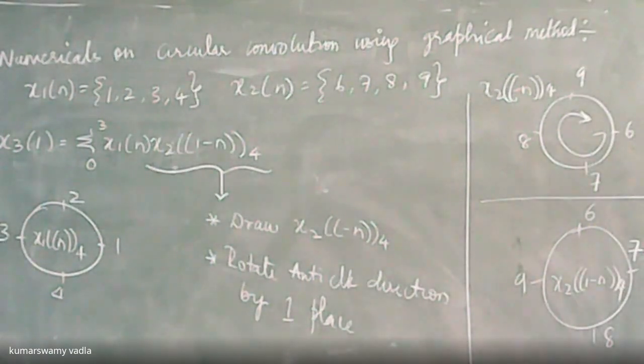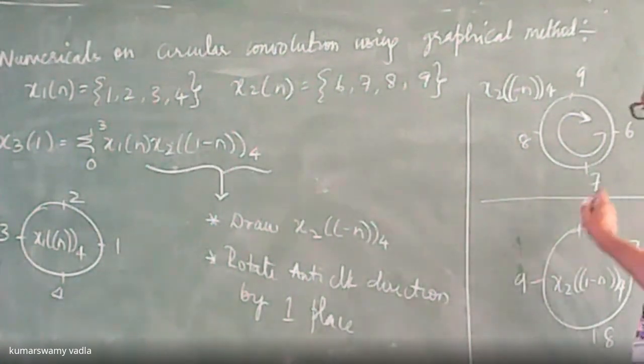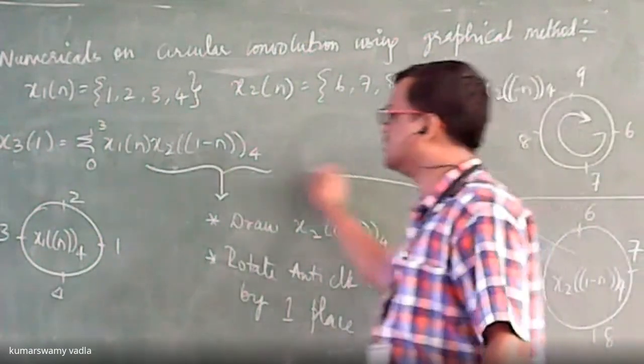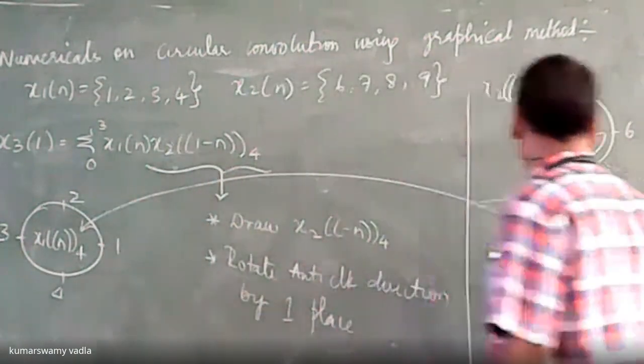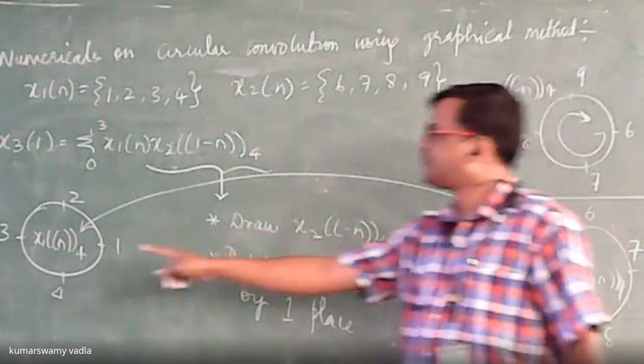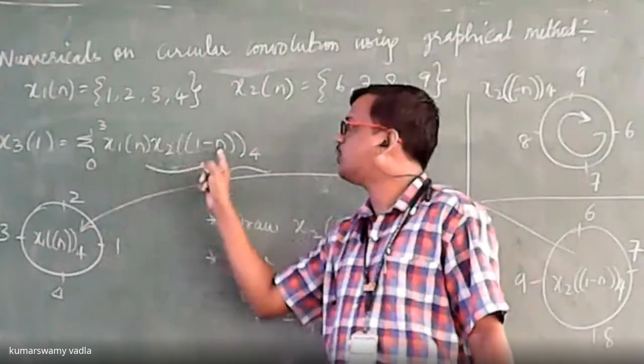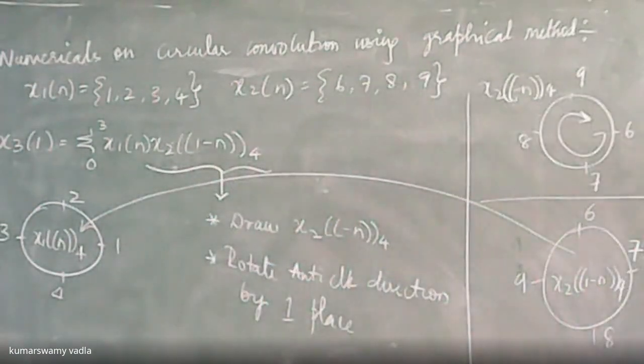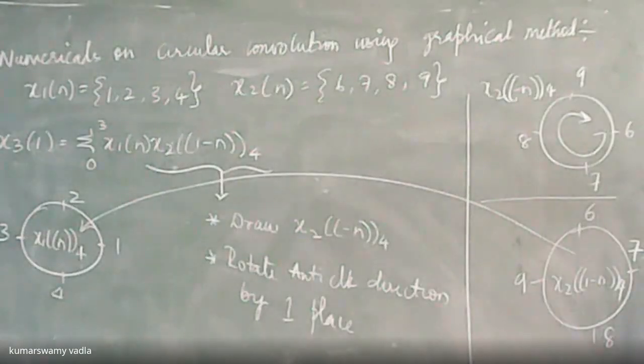Are you convinced with this point of discussion, students? Yes, sir. Now, multiply this with this. This is x1 of n into x2 of 1 minus n. So, what do we get here, friends?